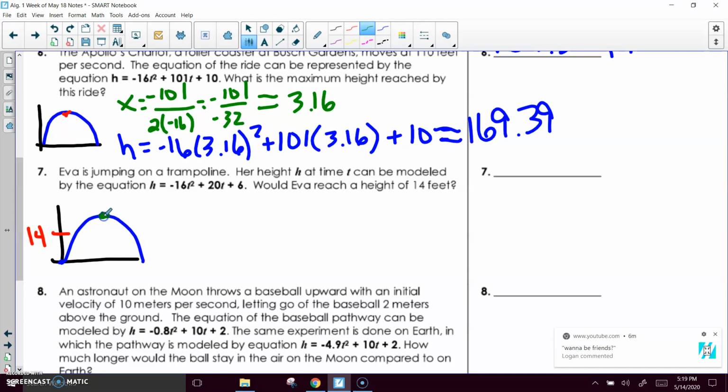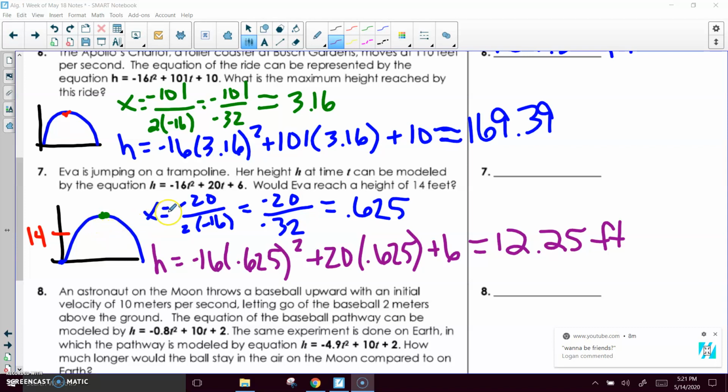Well, let's figure out what her maximum height would be and see if it's more than 14. Will she surpass 14 in her jump? So let's find the max height just like we did in question 6. Hit pause to find that.